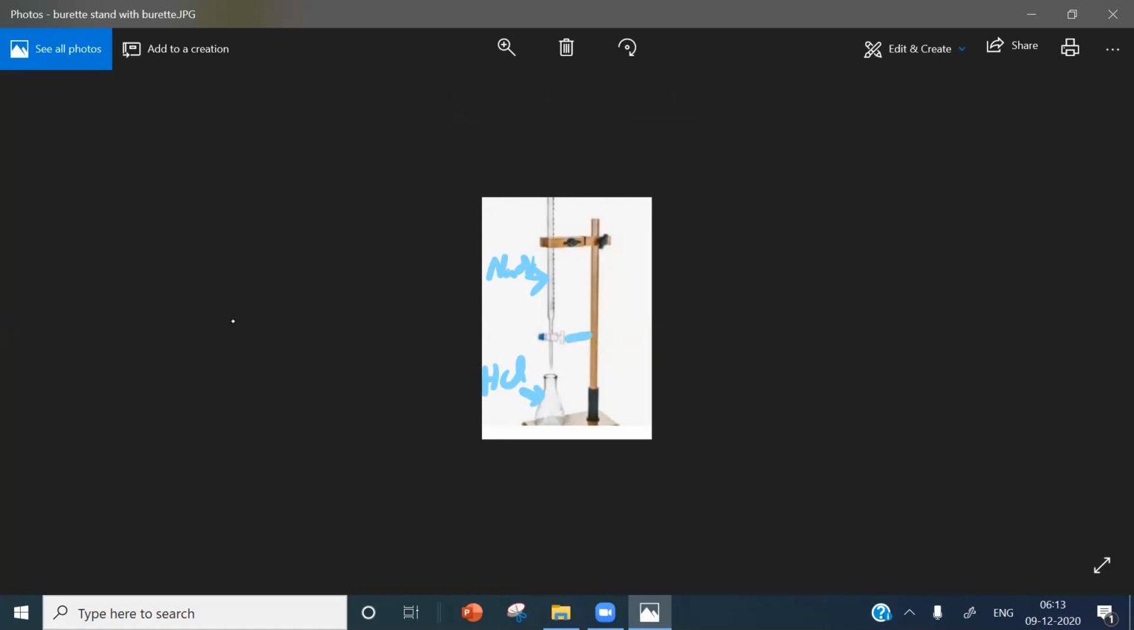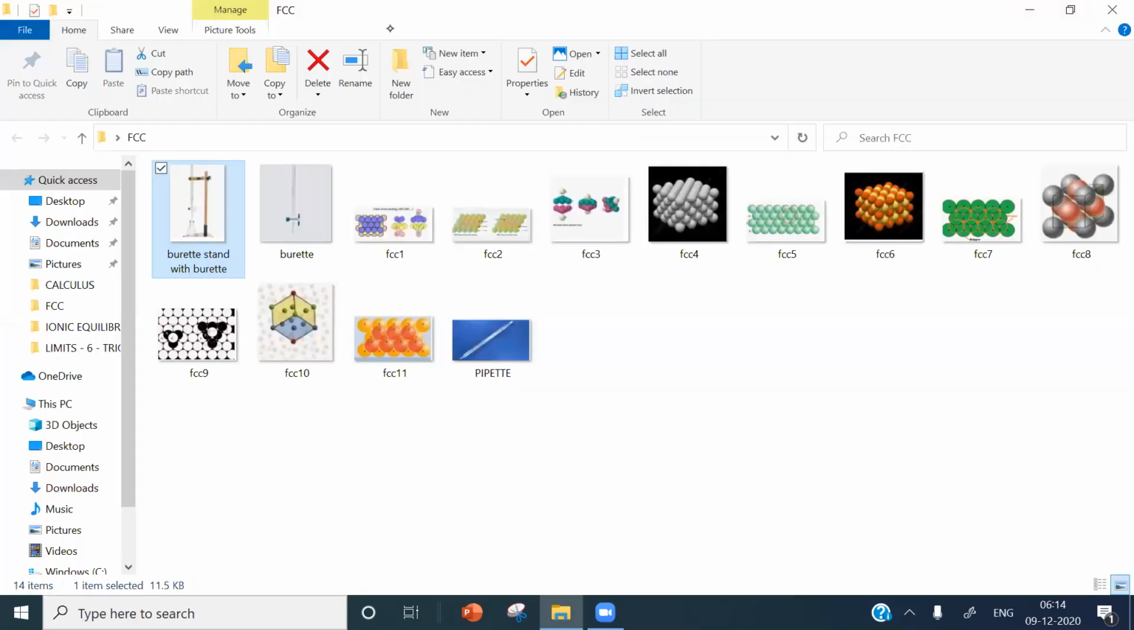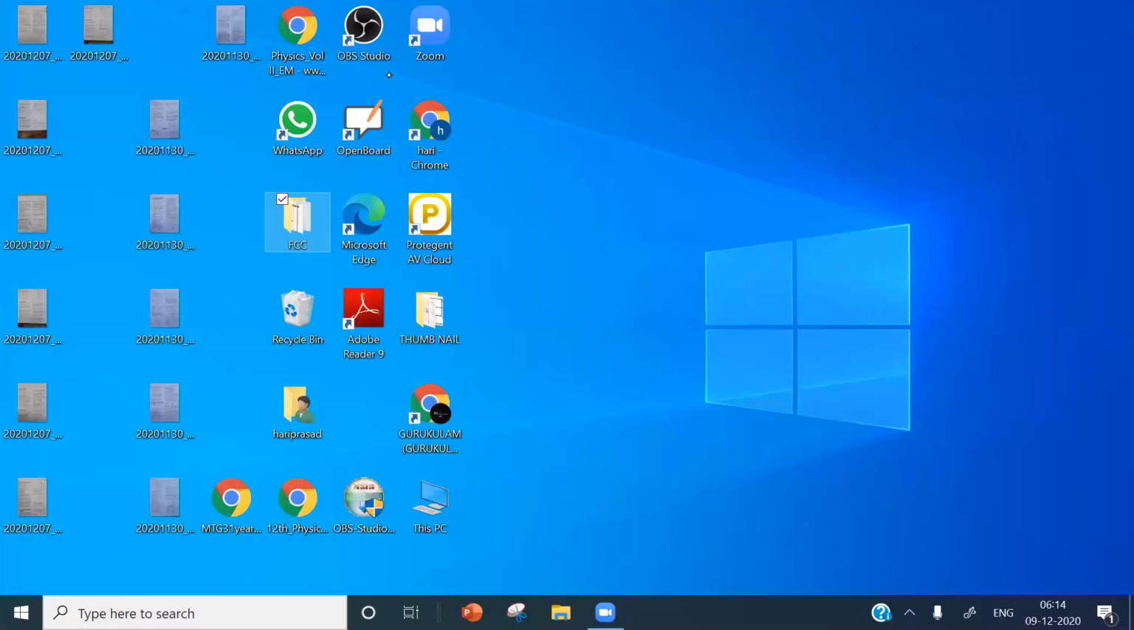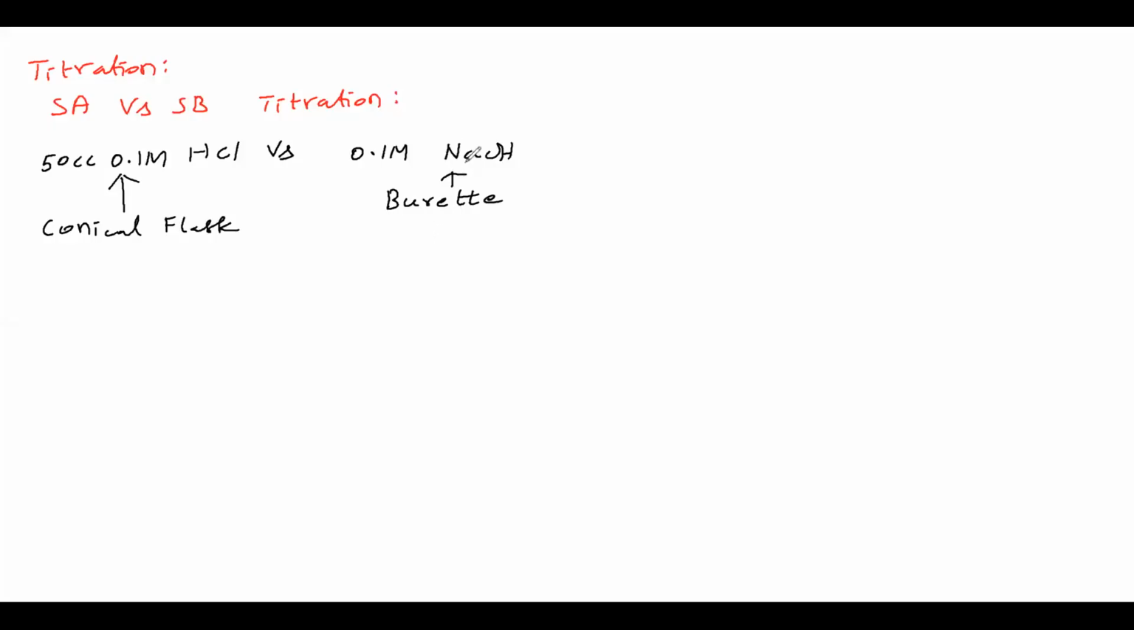Then this knob is there, using this knob we can make this sodium hydroxide solution flow into this conical flask. So in the burette solution we have taken sodium hydroxide, in the conical flask we have taken HCl solution.